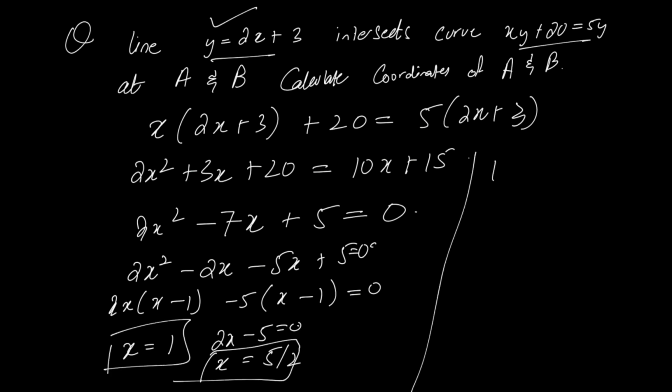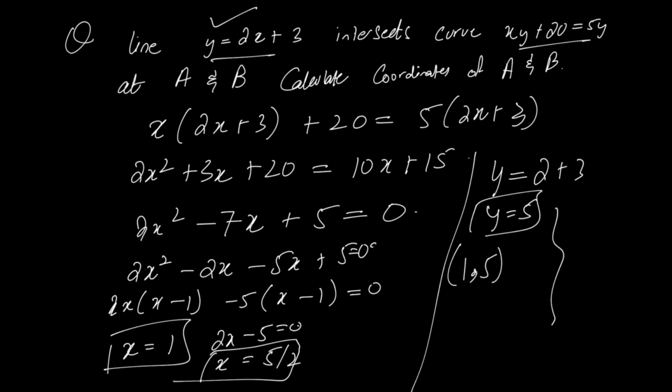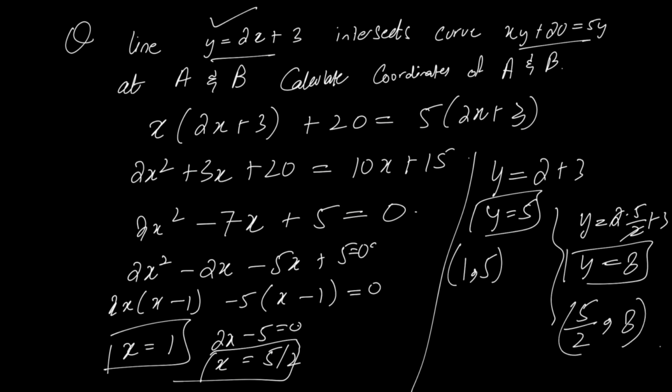Now you have to find the values of y. 2 into 1 plus 3 will give you 5. So one coordinate you get is 1 and 5. The other one will give you y is equal to 2 into 5 upon 2 plus 3, so this will give you y as 8. So the second coordinate you will get is 5 upon 2 and 8. So these again will be the 2 points where this line and the curve meet.